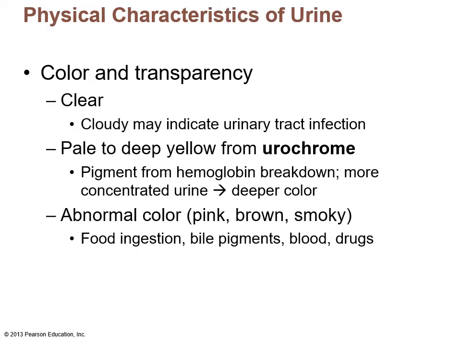So physical characteristics of urine. If you're doing a urinalysis, you're looking at the color, you're looking at whether it's transparent or not, and usually urine is clear. It tends to be very pale yellow, can be almost water looking. If the person's very hydrated, it can look like water. And then the more dehydrated the person is, it gets darker and darker yellow, and it can be more of an amber color. And the color is caused by urochrome, which is a pigment from hemoglobin breakdown. The more concentrated the urine, the deeper the color.